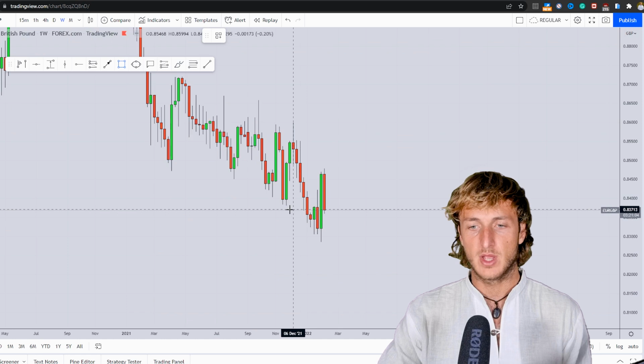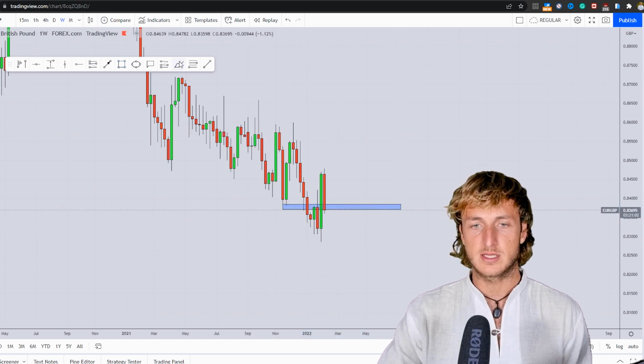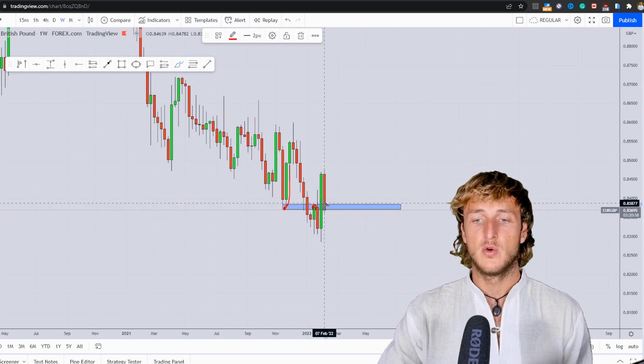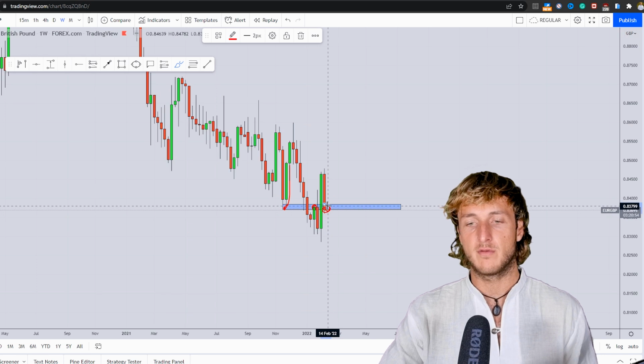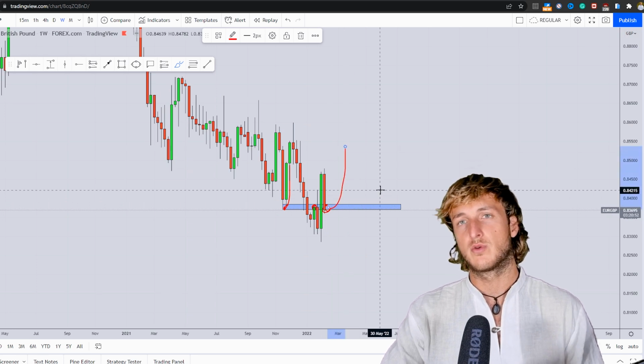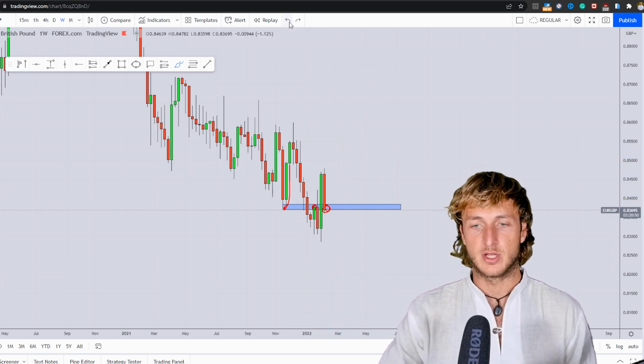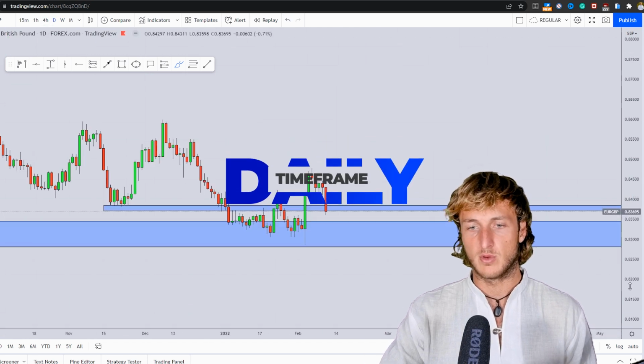Now here on the weekly, we can see how the market is currently testing previous weekly support here, now turn resistance here, which, since the market is currently approaching it above and testing it from above, is once again turned support from which we could expect a potential rejection higher. Dropping down on the daily time frame, what do we have?